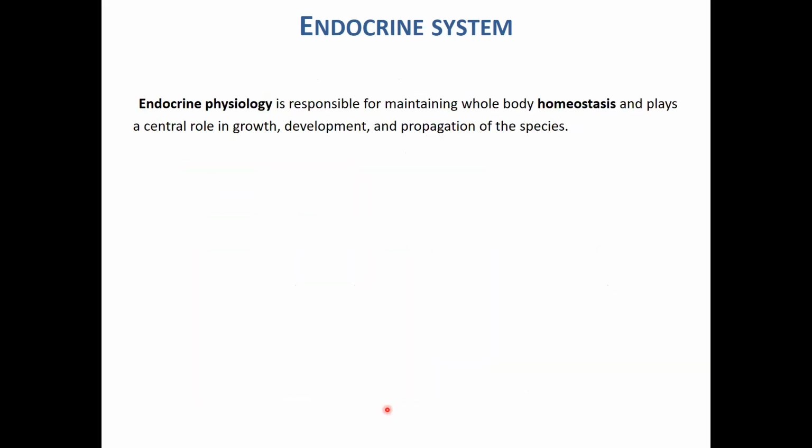So what is endocrine physiology? The basic function of endocrine physiology is to control whole body homeostasis. It does this by coordinating the activity of hormone signaling pathways that regulate different tissues throughout the body to maintain homeostasis. We have 3 components of the endocrine system.